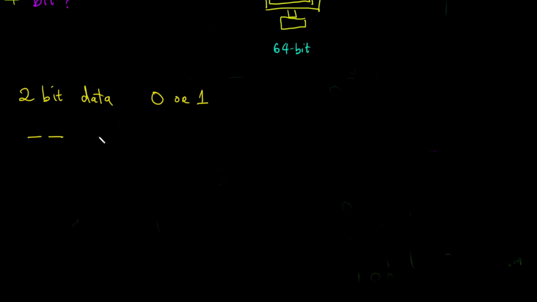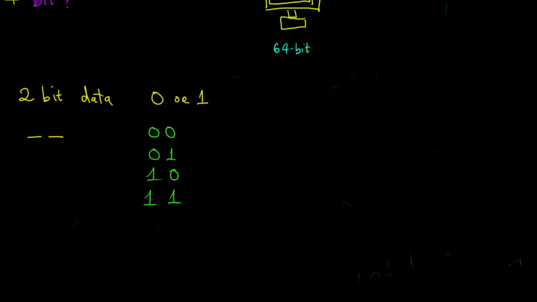So how many possible 2-bit data can you generate from 0 or 1? You can have 0 0, 0 1, 1 0, and 1 1. It's very simple. Those 4 answers are 2-bit because they are generated by 2 slots. They all have 2 slots, and they are all made up of 0 and 1. So this is an example of 2-bit data.